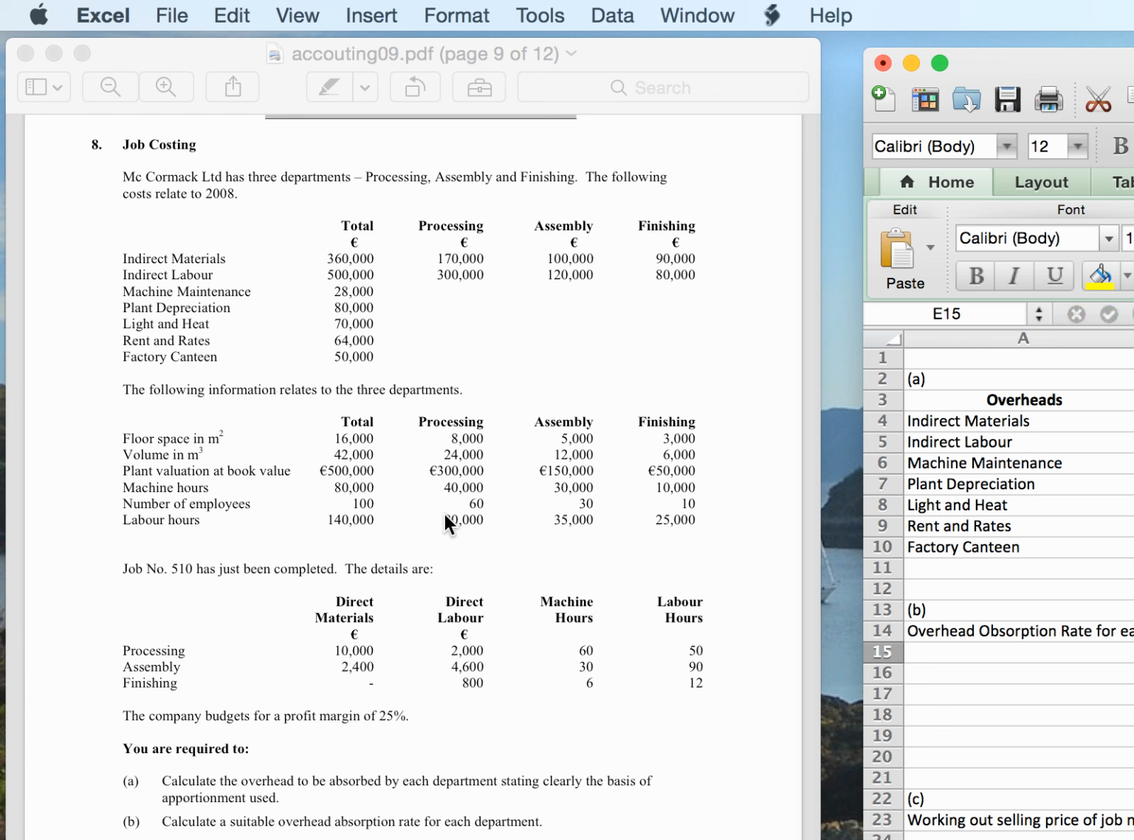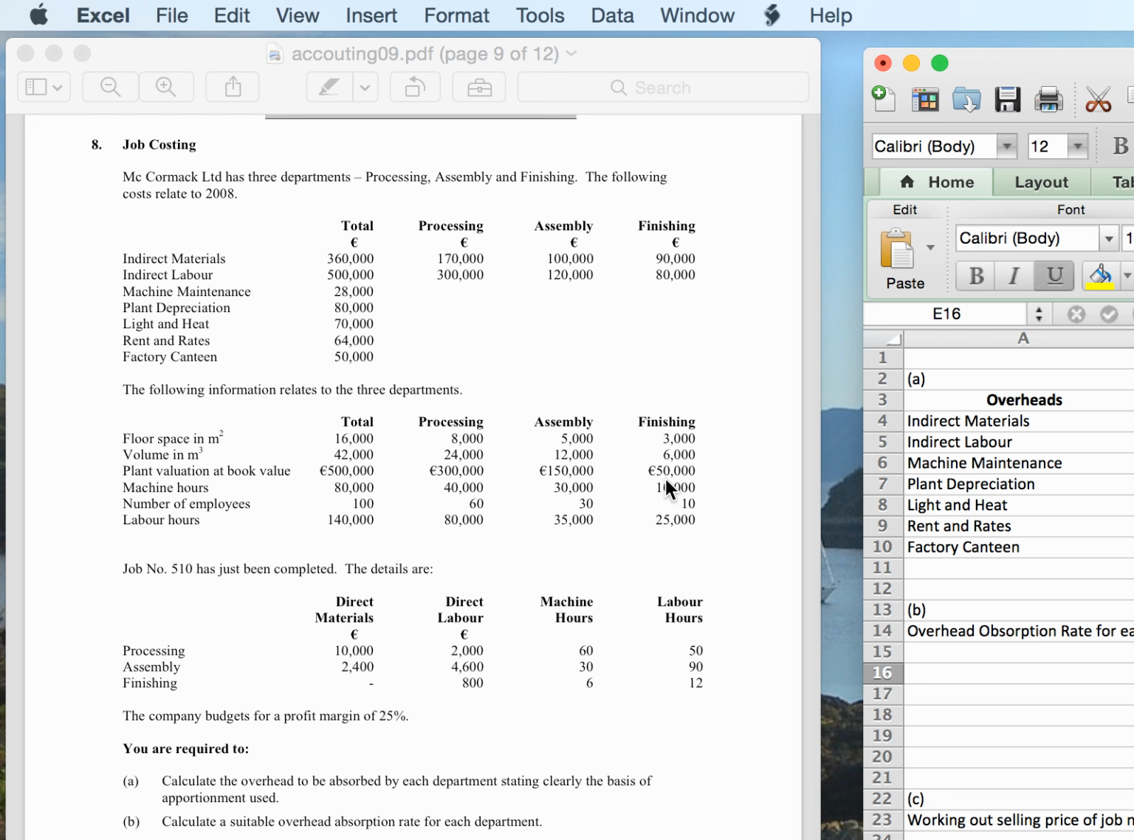The next one, let's see, the assembly department. 30 as a fraction of 80 compared to 35 as a fraction of that. So I think it's going to have to be based on machine hours. And then the finishing department is 10 as a fraction of 80, so an eighth as opposed to 25. So I think I based that on machine hours.